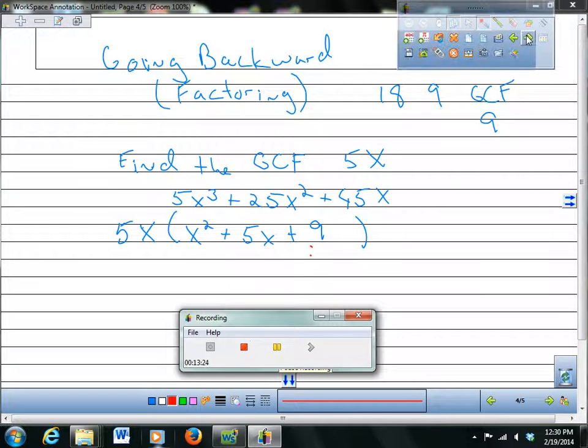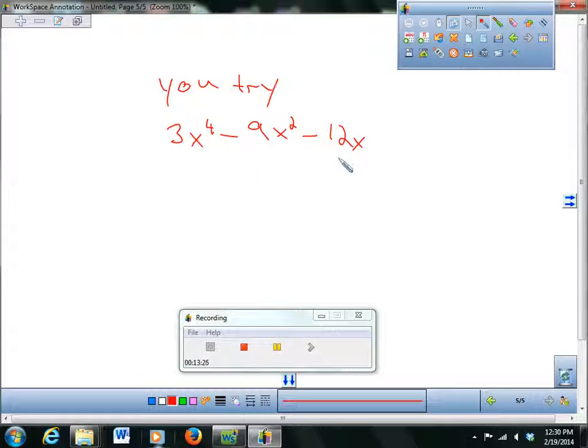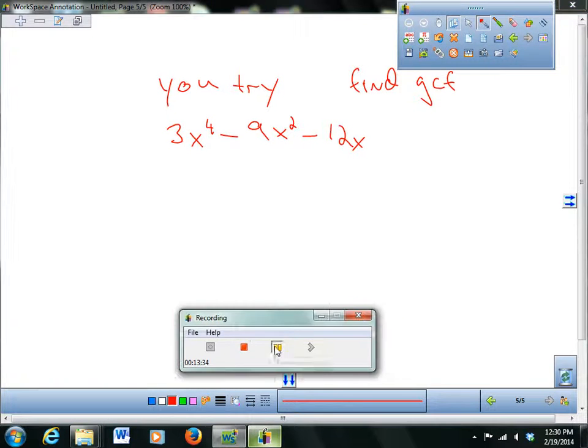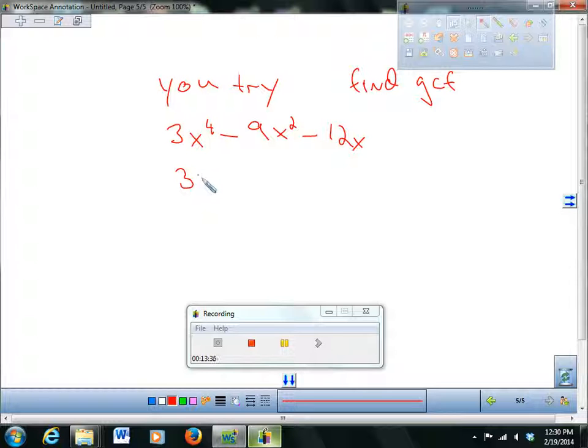First thing. So the you try is this. What I want you to do is first find the GCF. I'll give you a minute. It's 3x, right? Now I want to figure out what I need to multiply. The way you can think of this is divide 3x into 3x to the 4th, or what do I multiply 3x by to get 3x to the 4th?